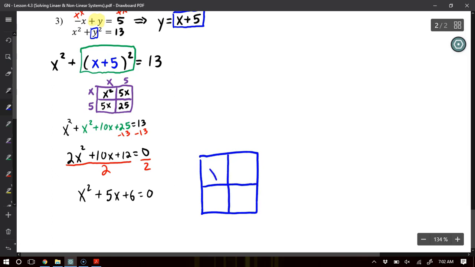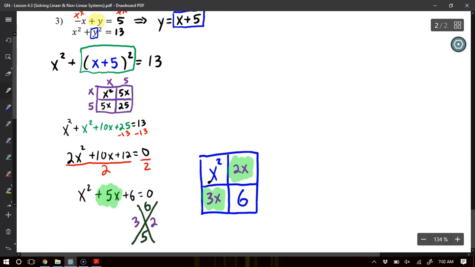We know x squared goes in the top left. We know 6 goes in the bottom right. We also can remember from the examples that 5x is going to be the sum of that diagonal. So I want two numbers that add to 5. The product of this diagonal is the same as the other diagonal, 6x squared. So I want two numbers that multiply to 6, but add to 5. And something tells me that's a 3 and a 2. So I get a 3x and a 2x.